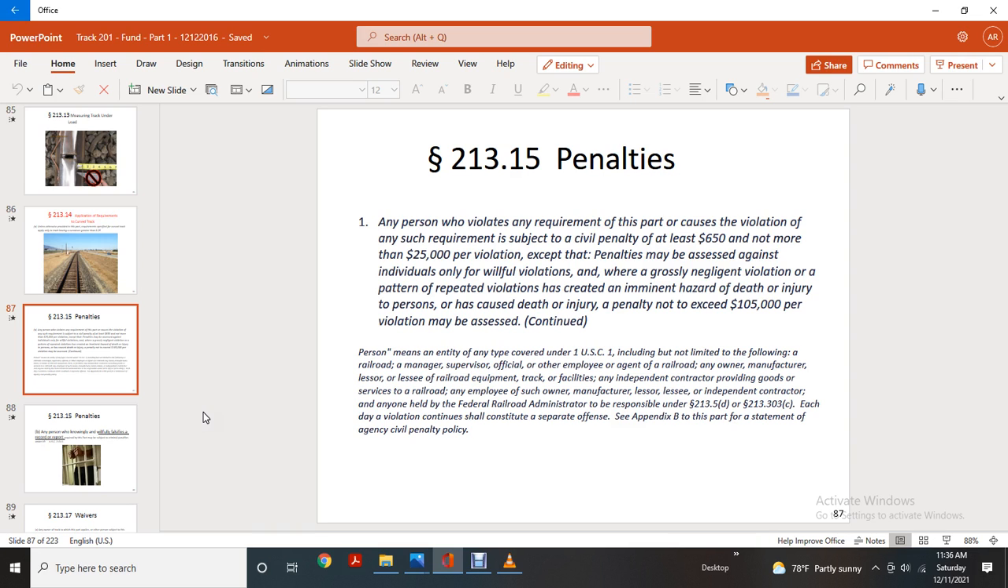the railroad, owner, manufacturer, leaser, or lessor of railroad equipment, track, or track facilities, or an independent contractor providing goods or services to the railroad, with employee, trust, manufacturer, leaser, or lessor of the independent contractor, who may be held by the FRA to be responsible for the title 213.5 and 213.303C for each of any of the violations contained, which shall constitute a separate offense. Appendix B to part, a statement of agency civil penalty policy.